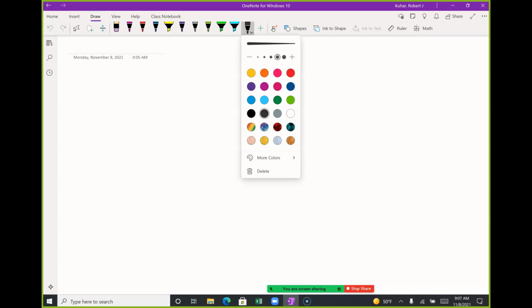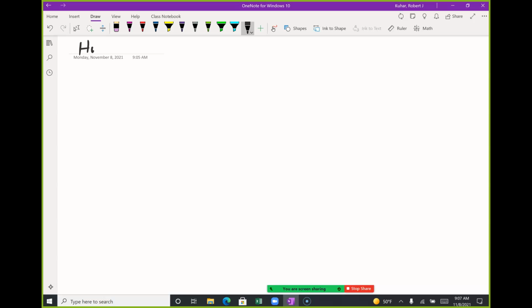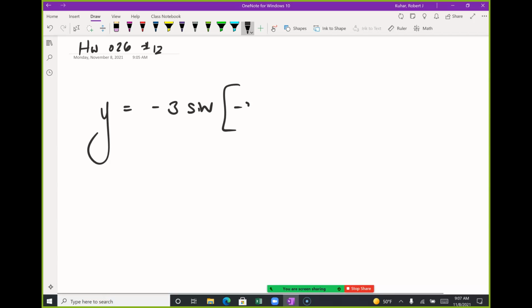Right, this is homework 26, number 12. Is that right? No, I don't think there are 12 problems in homework. Oh, yeah, there is. Question 12. And I want to graph y equals negative 3 sine of negative 2x plus pi over 2.